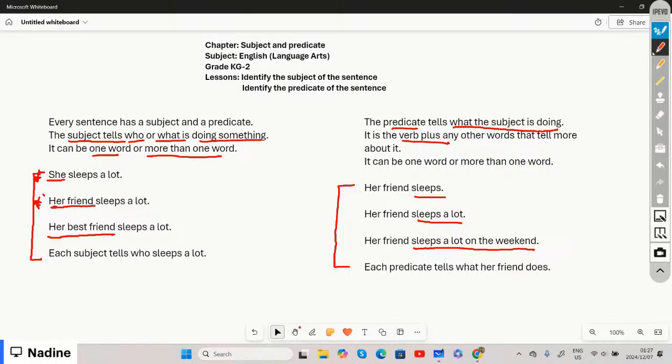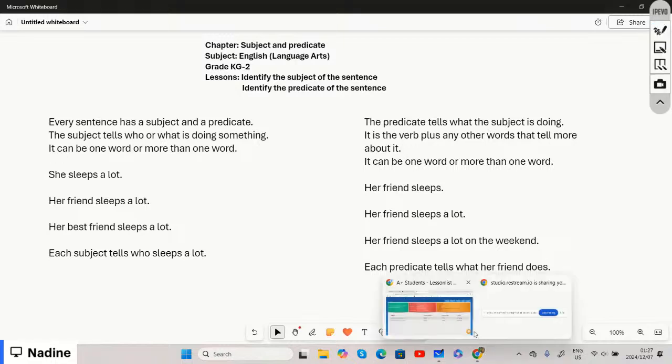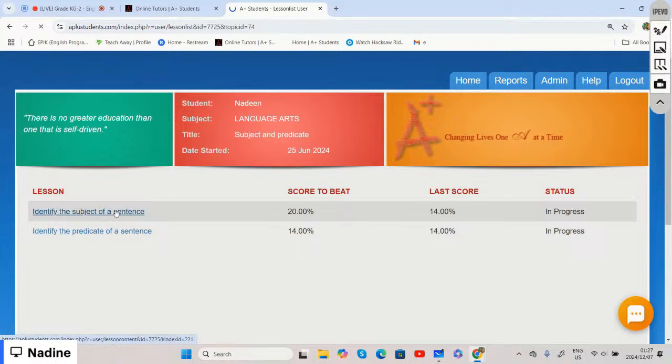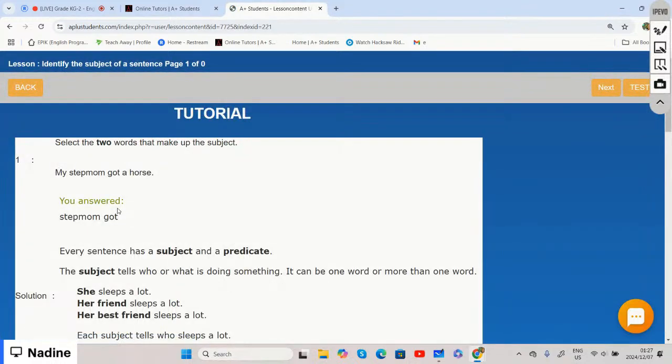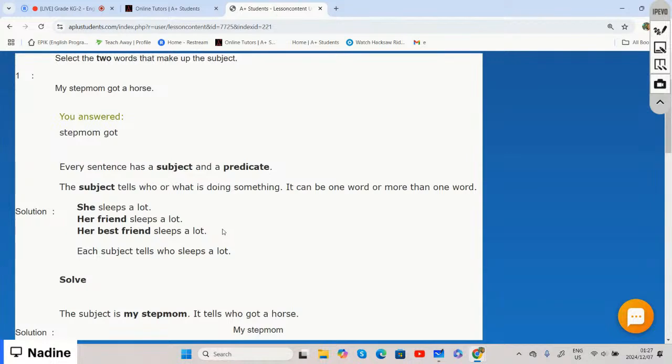All right, so now let's go to A plus students. So let's see A, where we are going to identify the subject of a sentence and then we're going to identify the predicate of a sentence. And we see that every sentence has a subject and a predicate. It's like saying it has a subject and a verb. And subjects tell us who or what is doing something.